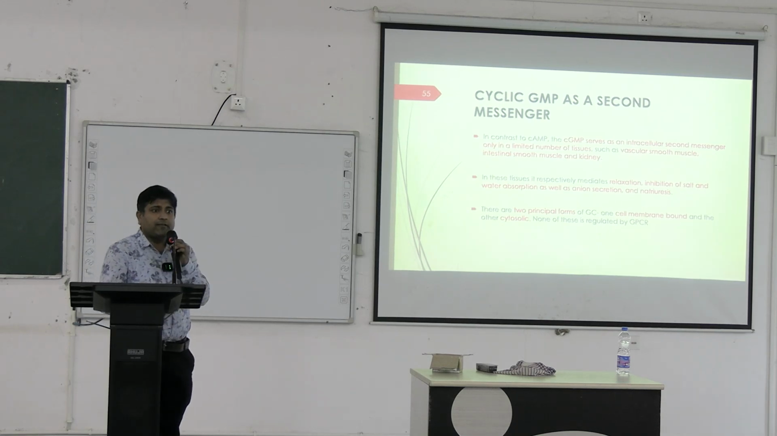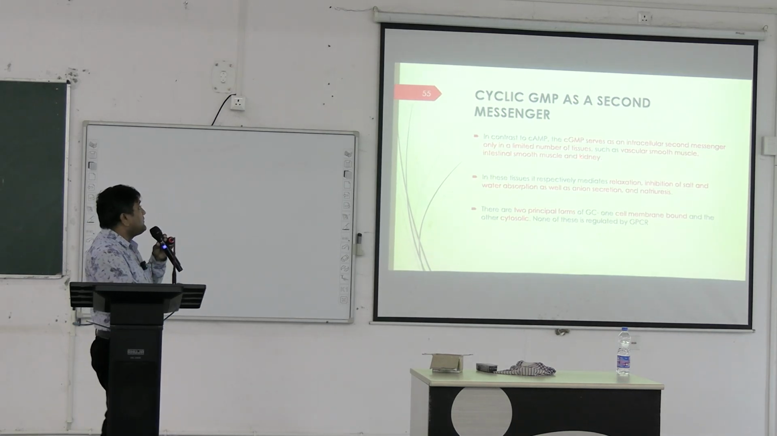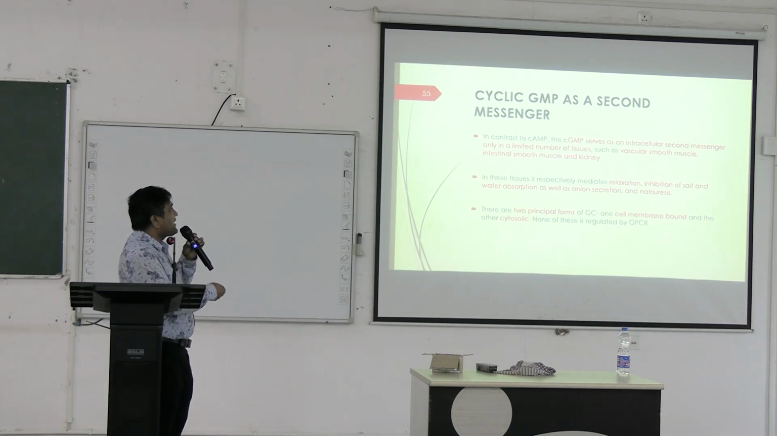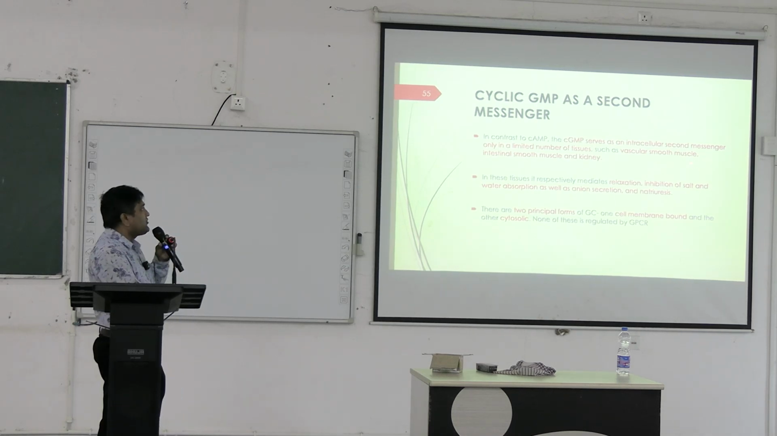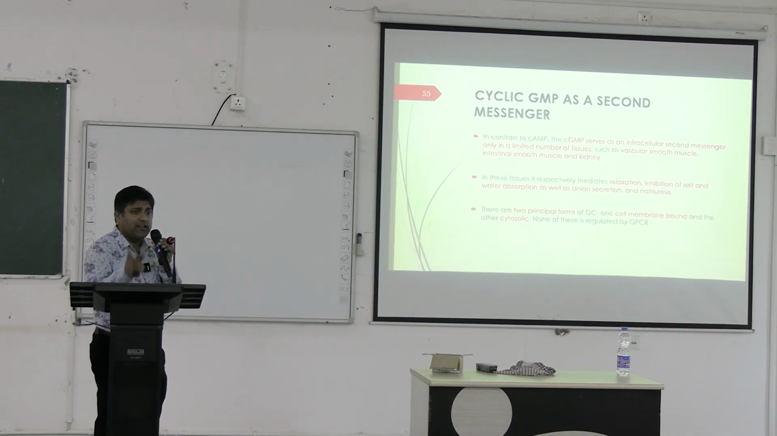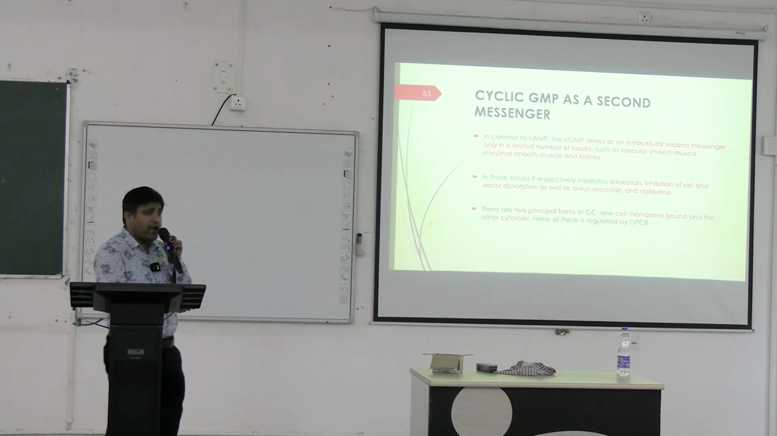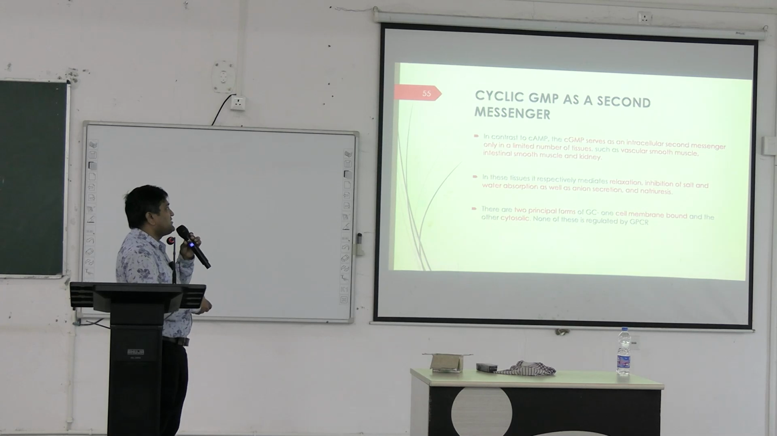Cyclic GMP is not a pathway for G protein coupled receptors. In contrast to cAMP, cGMP serves as an intracellular second messenger only in a limited number of tissues. In vascular smooth muscle, it causes vasodilatation. In intestinal smooth muscle, it causes inhibition of salt and water reabsorption, and in the kidney, it causes natriuresis.